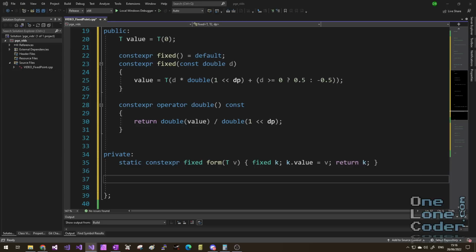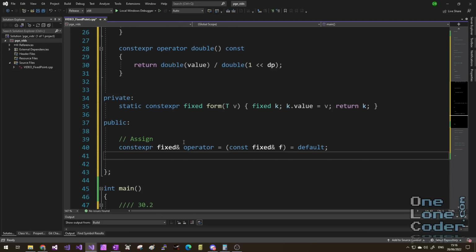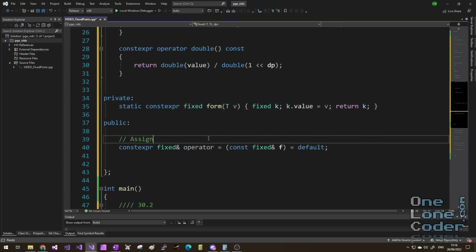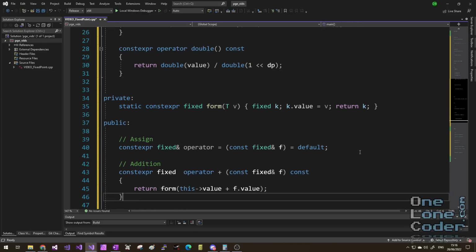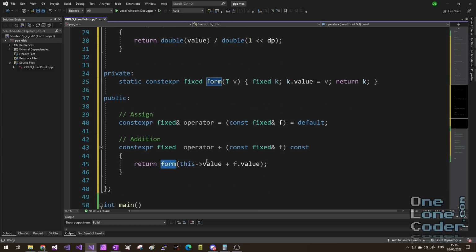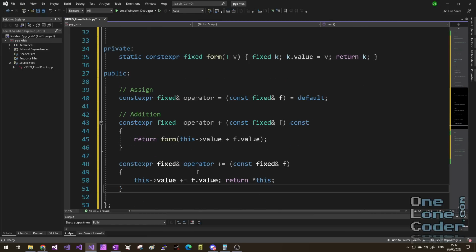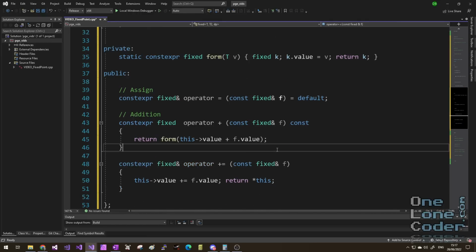So let's start adding in some operator overloads. Firstly, we've got the assignment operator. Again, const expression, and all it's going to do is be the default. It'll just copy one value over to the other. Let's add in now an addition operator. So this calls that form function I mentioned earlier by taking in the two raw values and performing the integer addition. Naturally, if you've got an addition operator, you probably want the plus equals operator as well.